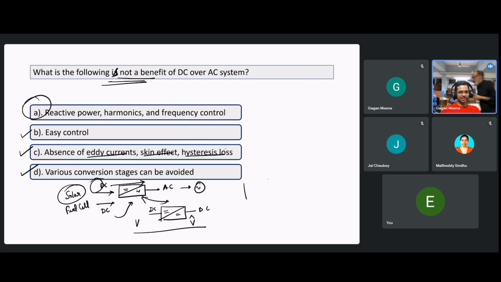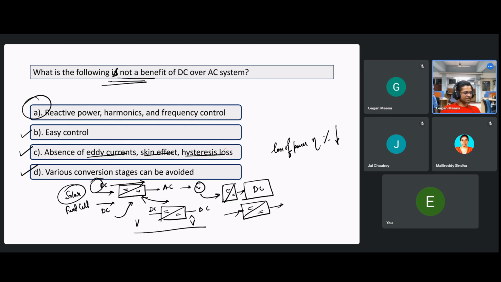Then again at the load end, because the load is DC and we are feeding AC power, we need again AC to DC conversion. We may also need again a DC to DC conversion for appropriate voltage levels. So these different conversion stages result in loss of power. So it reduces the efficiency. If we have only a DC microgrid, we can avoid this DC to AC conversion stage, and then again the AC to DC conversion stage. These two stages can be avoided.